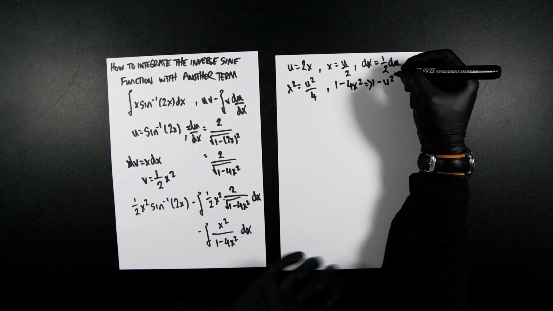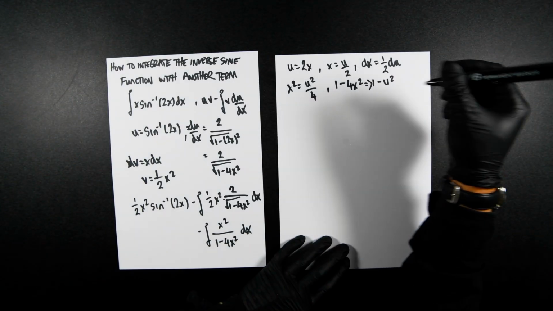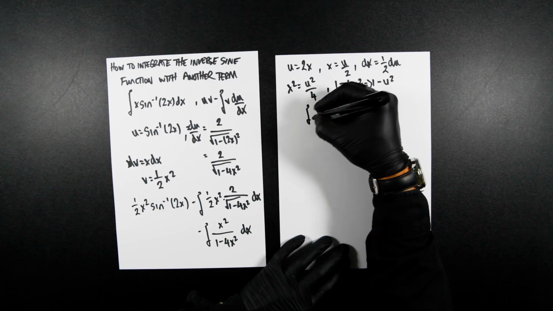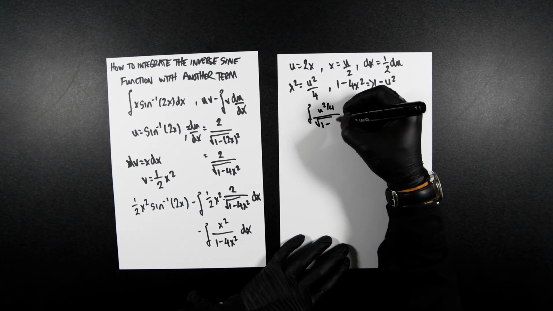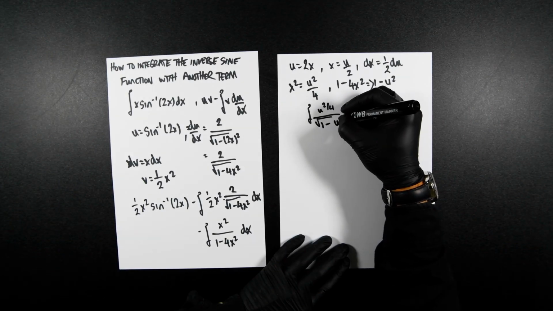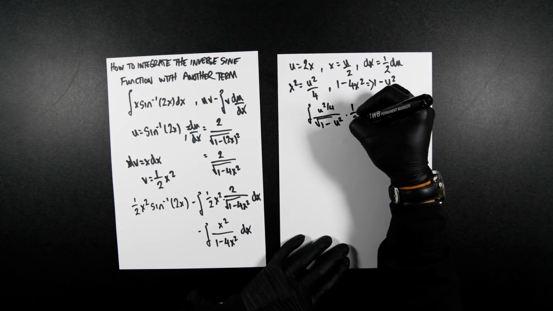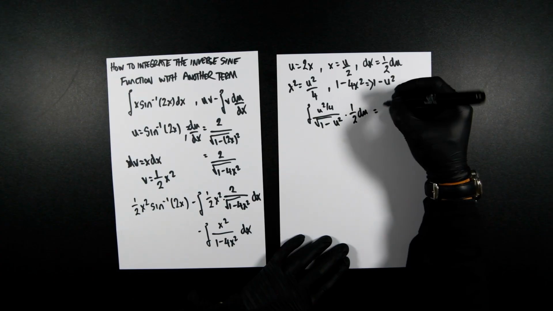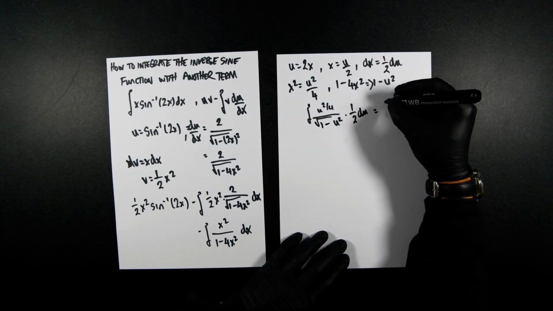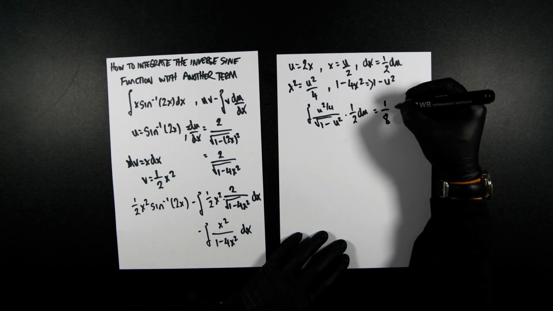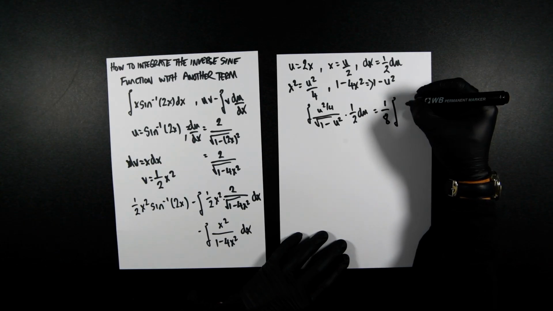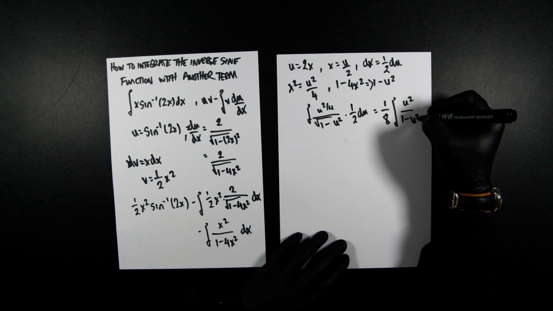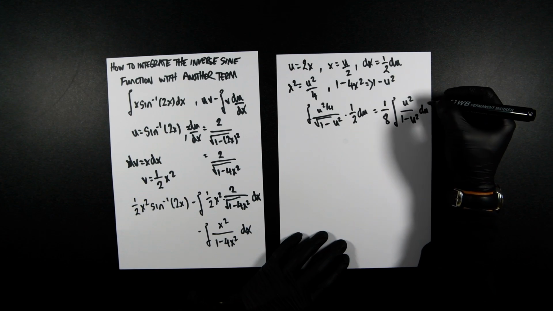So this would then become the integral of u squared over 4, over the square root of 1 minus u squared, times half du. So this multiplied by each other. If we now simplify this out a little bit, you're now going to get 1 over 8 times the integral of u squared over the square root of 1 minus u squared du.